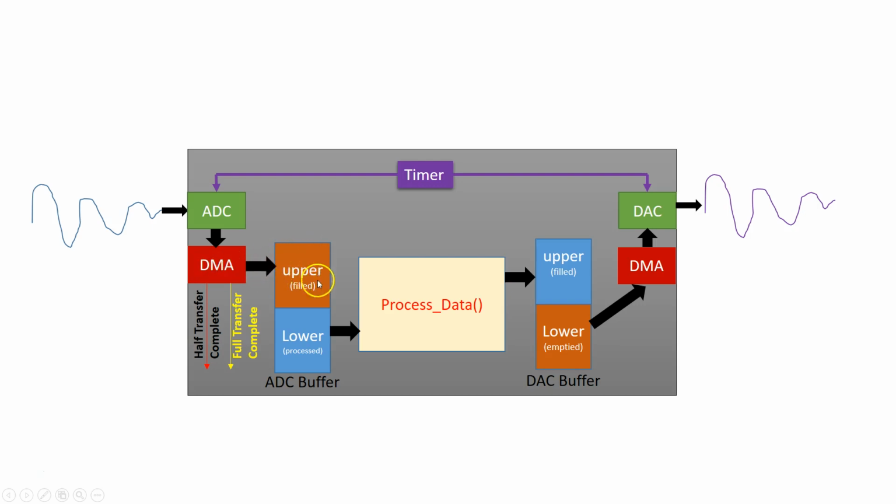When the upper buffer is filled, the DMA will turn this flag on. When this flag turns on, we'll switch over the DMA filling to the lower half, and then we'll start processing the new data coming in the upper half. Once we have the upper half of the data being processed, the processed data has to be stored into the DAC buffer.